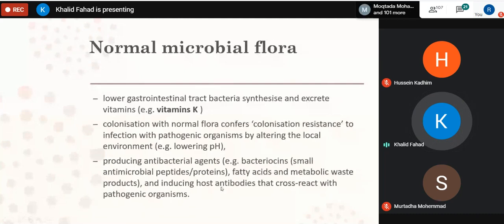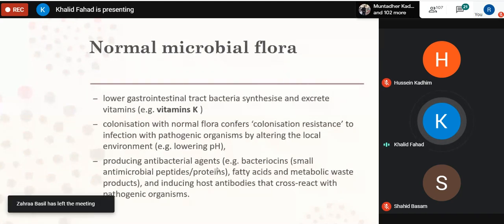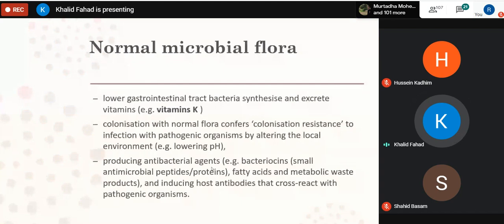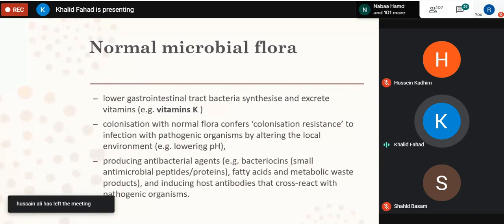For example, the E. coli in the bowel will stimulate the inhabitant B lymphocytes that are present in the germinal centers in the small or the large intestine. And these antibodies against the normal microbial flora, for example, E. coli, will cross-react with the pathogenic E. coli, and it will confer immunity to the human being.